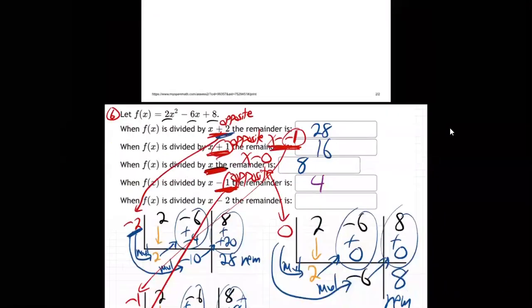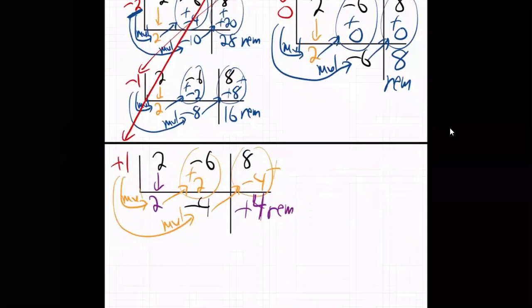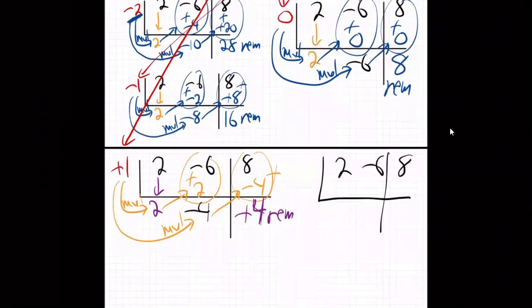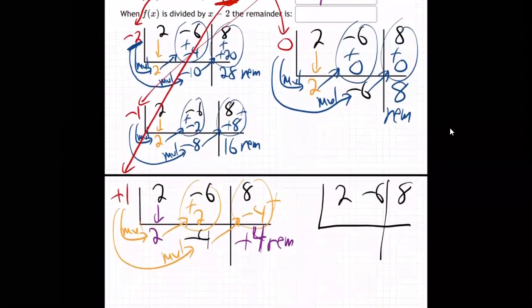And then the last one is going to be a negative 2. I'll just squeeze it in right over here. And boom, 2, minus 6, 8. And so it's x minus 2. But again, whenever it's next to x, it's opposite. So it'll be plus 2, right? Because it's x minus the 0.